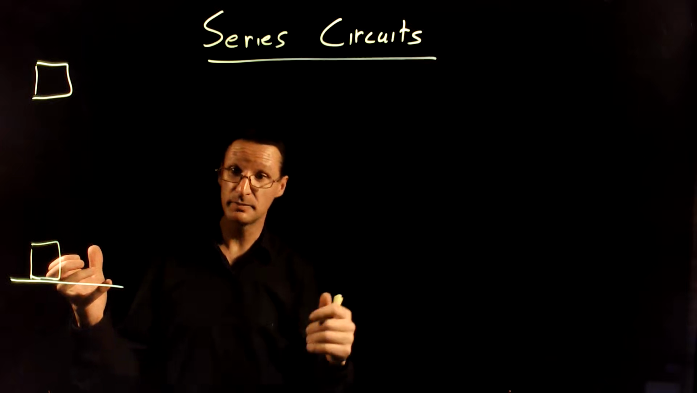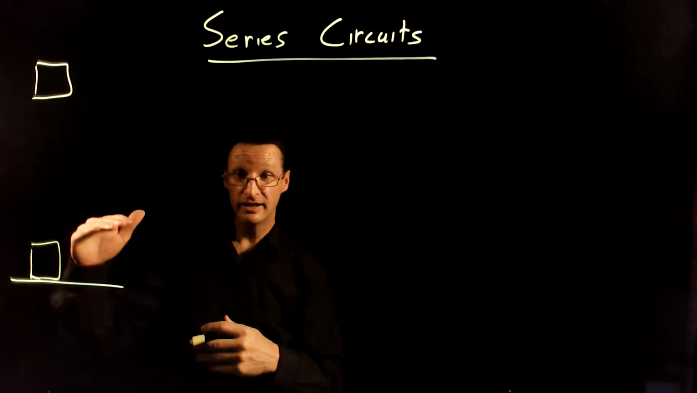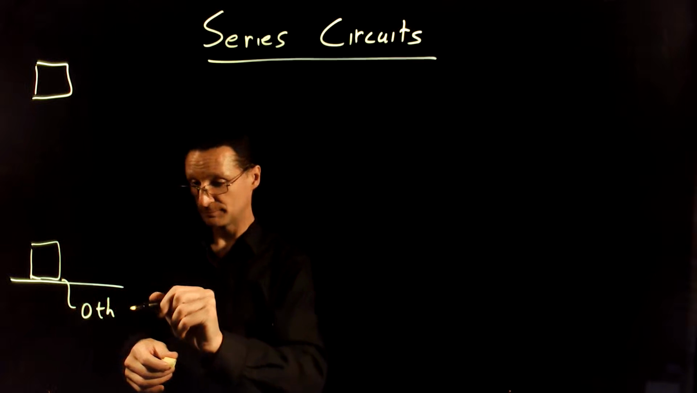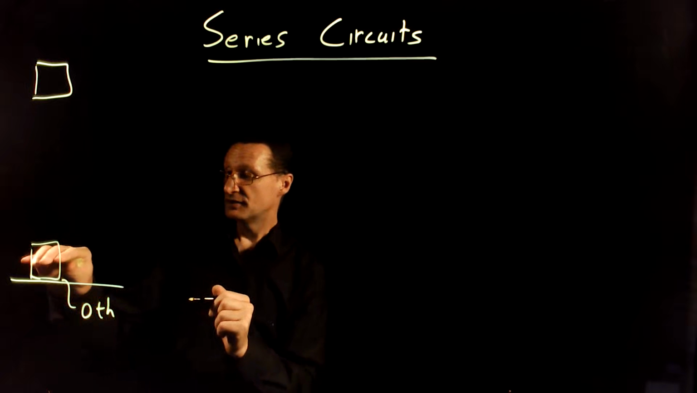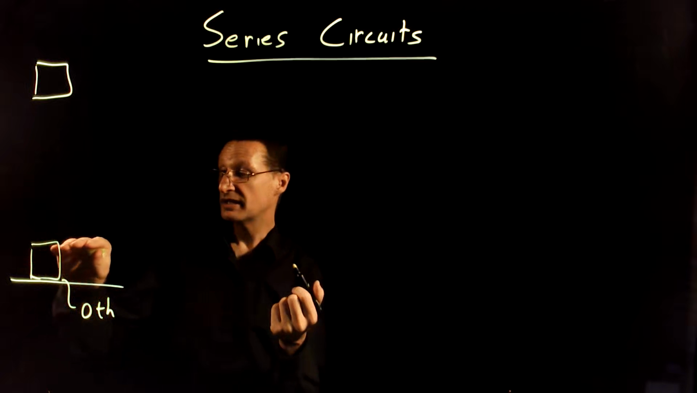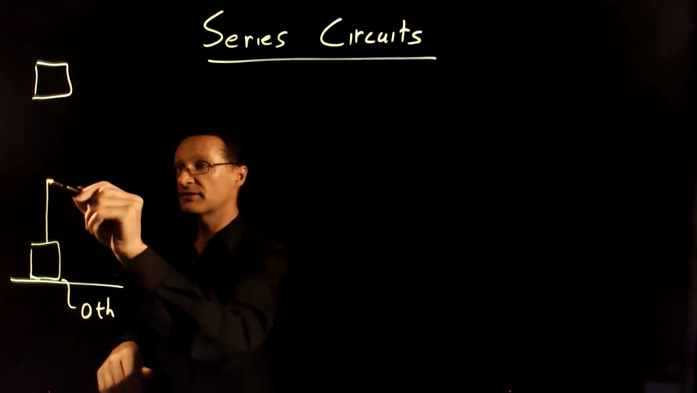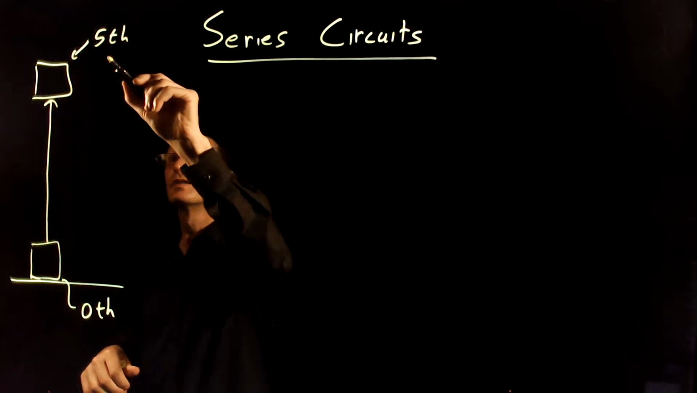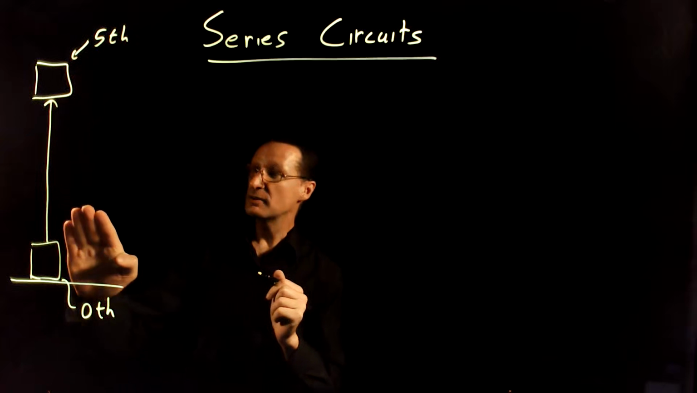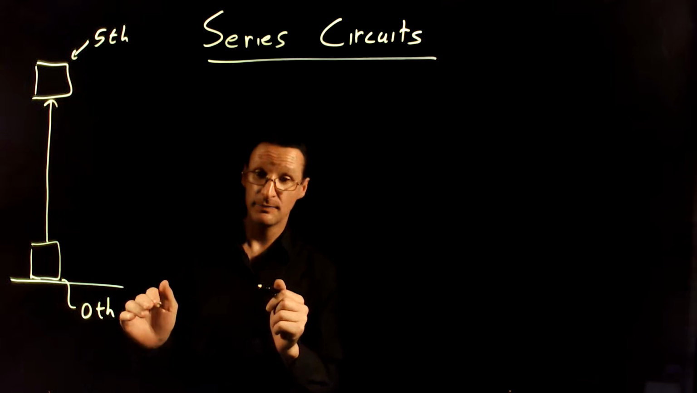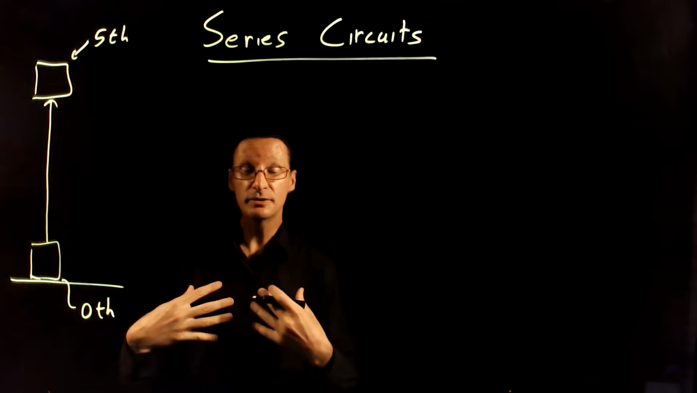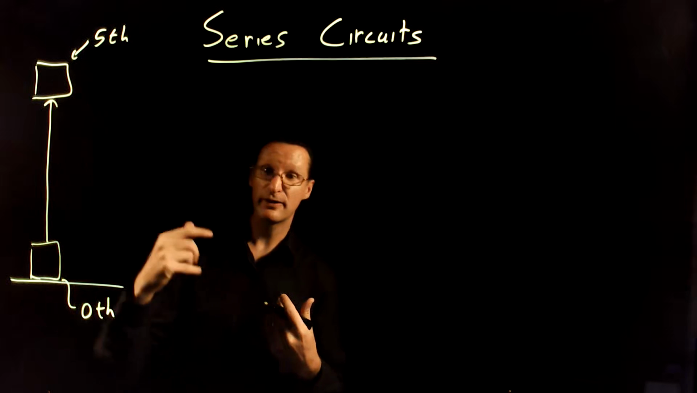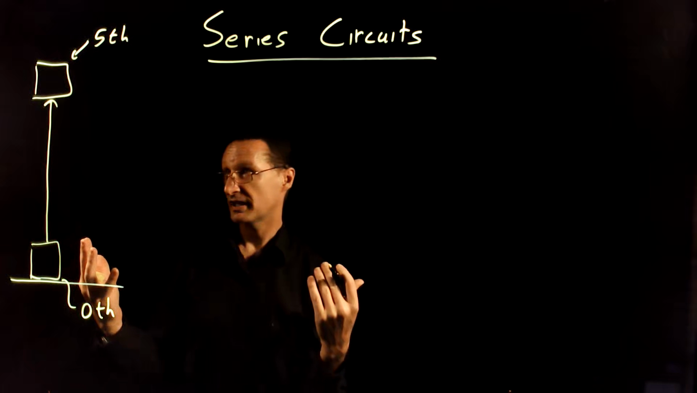There's 5 floors in the building, and you start out in the basement level, so that's like the 0th floor. You get into an elevator, and the elevator travels up to the 5th floor. By traveling in this elevator, you yourself have increased your potential energy as you go from the 0th floor to the 5th floor. You've increased your potential energy.